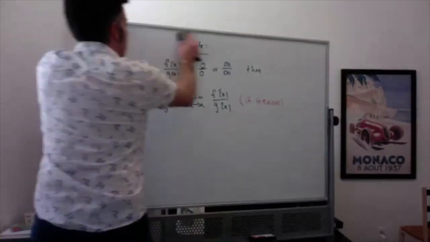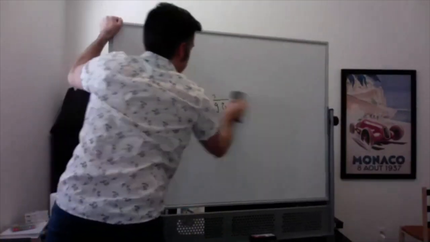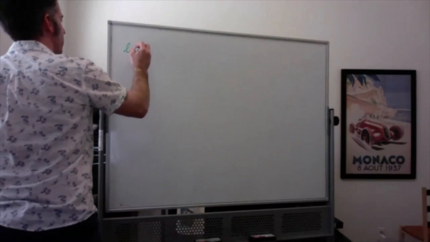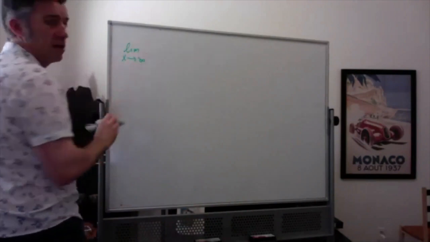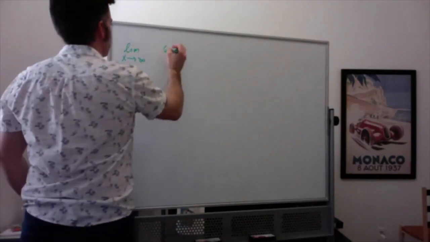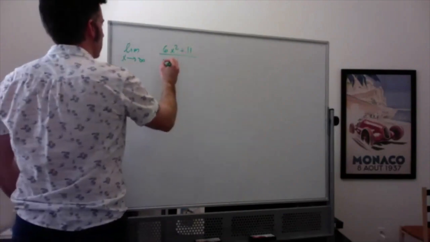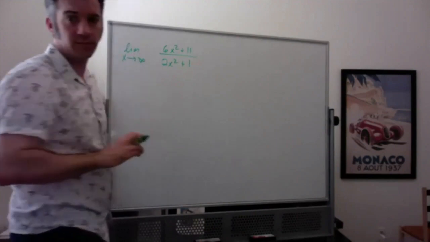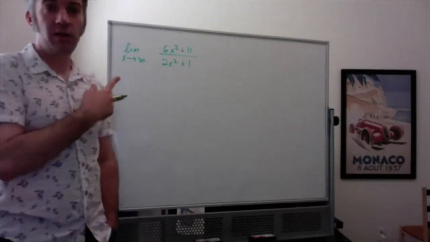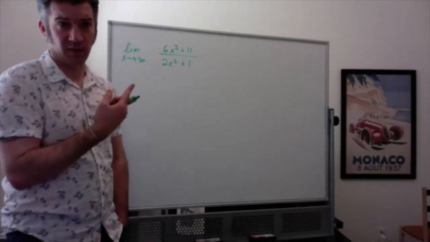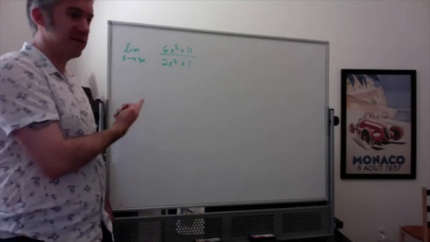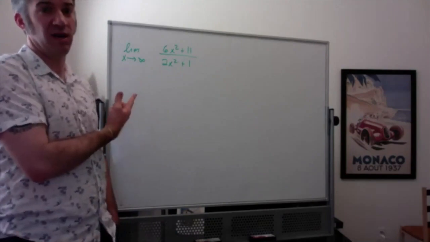Let's look at, say, the limit as x goes to infinity of 6x squared plus 11 over 2x squared plus 1. All right, so we know how to evaluate this limit without using L'Hopital's rule. In fact, I bet you guys all know the answer to this limit already. Anyone want to tell me?